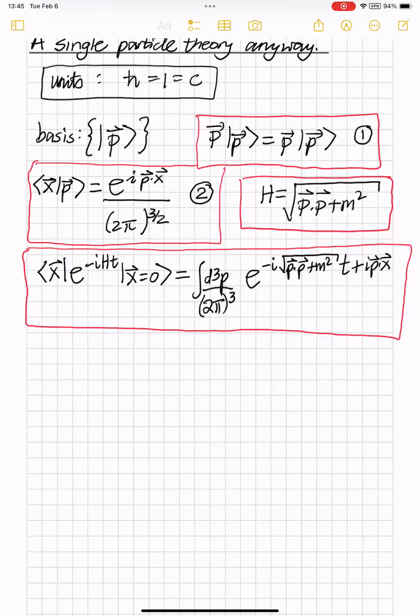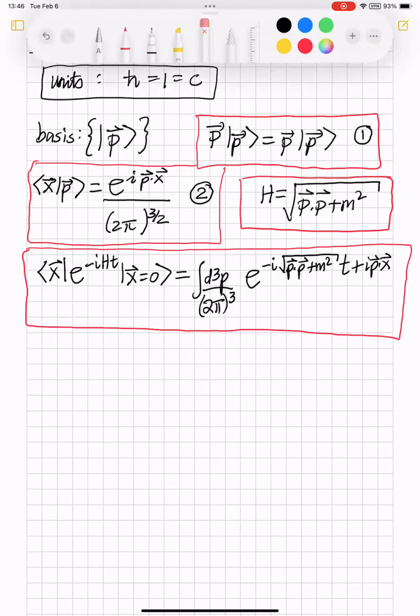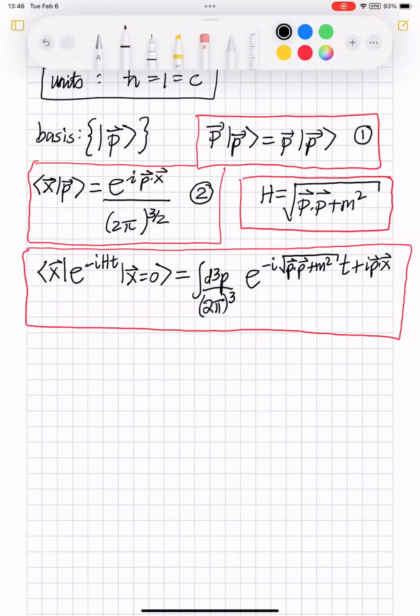So now we would like to discuss how we evaluate this integral. Notice here, we're basically doing the Fourier transform of a function that only depends on p dot p, so it only depends on the magnitude of p. At the moment, we are integrating over the px, py, and pz components of momentum.